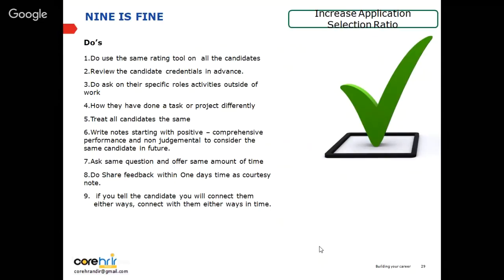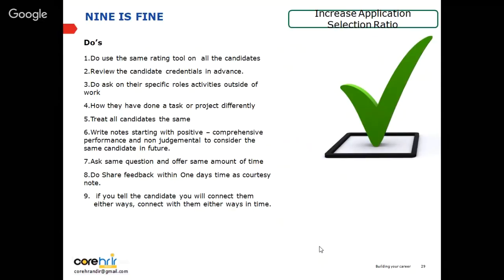So just to browse you through certain major do's and don'ts related to the rating tool: you should be using the same rating tool for all the candidates. Always review the candidate's credentials in advance. A specific role outside of work is something you should look for. And how that candidate has performed a project differently, because in any organization there are always 10 people in a team. So why should you hire that particular person from that team? You can ask how they did this type of project differently from the other team members. This gives you space to understand innovation, interpersonal skills, or the initiative skills of that candidate.